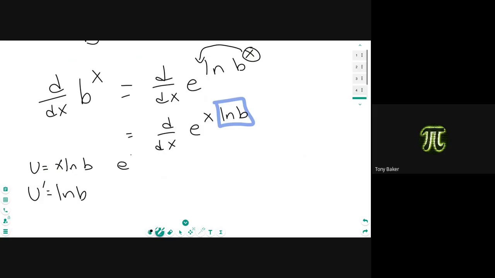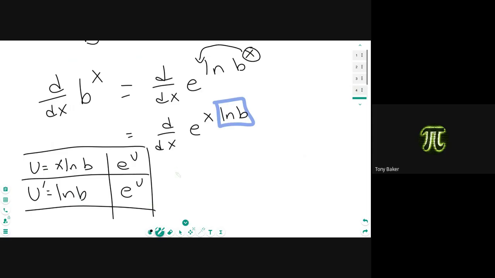And we've already determined that the derivative of e to the u is e to the u, correct? We've done that a few times already. So the derivative of this is u prime times e to the u, right? So it is ln of b times e to the x ln of b.